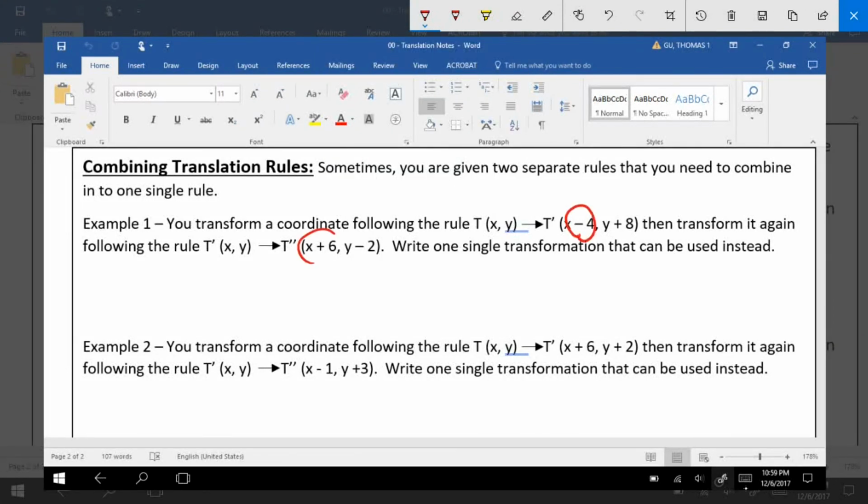but then look at my second step. They want me to add 6. So if I subtract 4 and then add 6, in the end, I'm only adding 2. So I'm going to say my new transformation is going to be x plus 2. Now what am I doing with the y? Originally, we're adding 8, so plus 8. Then our next step would be subtracting 2. So if we did both of these steps, in the end, we'd really just be doing y plus 6. And that is going to be my final transformation. And we can go ahead and say t prime prime, because that's where it's going to end up. And that's going to be the full transformation.